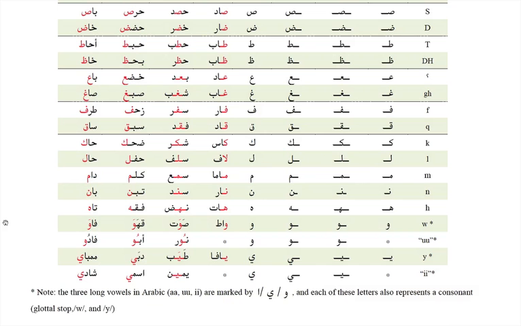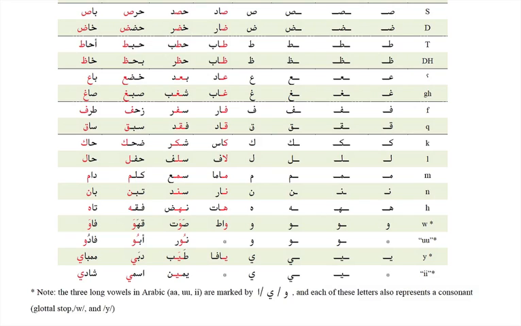Ain, ghain, again, same shape, similar place of articulation in the way back of the throat. Fa, qaf. Here's where the analogy breaks down. There is no similarity in the place where these things are pronounced, so forget about that. Kaf, lam, mim, nun, ha, waw, ya. And if you notice something about that, K, L, M, N, U, you'll note that they are in the same order that the Latin alphabet is in, the one that we use. So K, L, M, N, and then U, the waw representing U. So take a look at this kind of stuff.